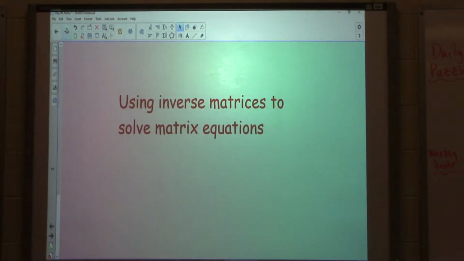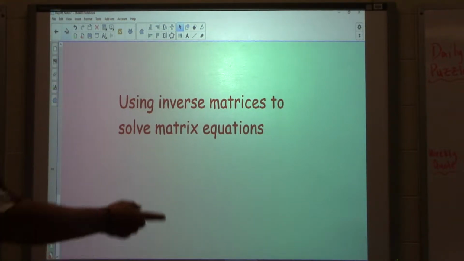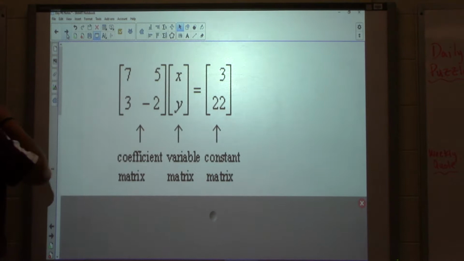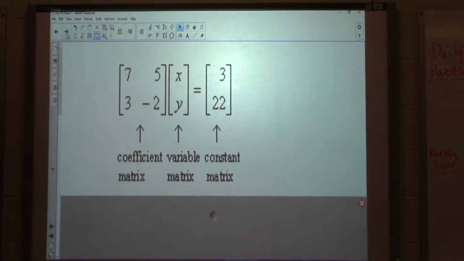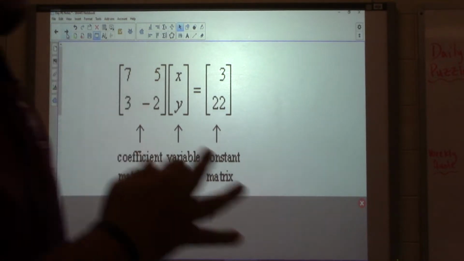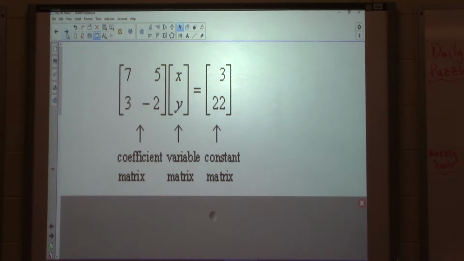Alright, use inverse matrices to solve matrix equations. That's what we're going to do today. You can look on your paper. There's a matrix equation right in front of you. There are 3 pieces to a matrix equation. There's a coefficient matrix, a variable matrix, and a constant matrix. Good job, Jared. Once you write them down, I'm going to show you why they're called those things. You can write them down in those nice little boxes we gave you.